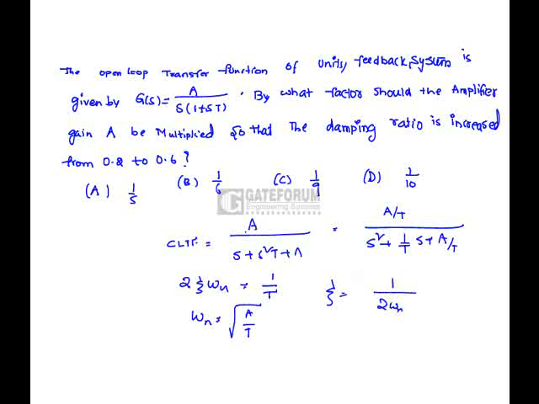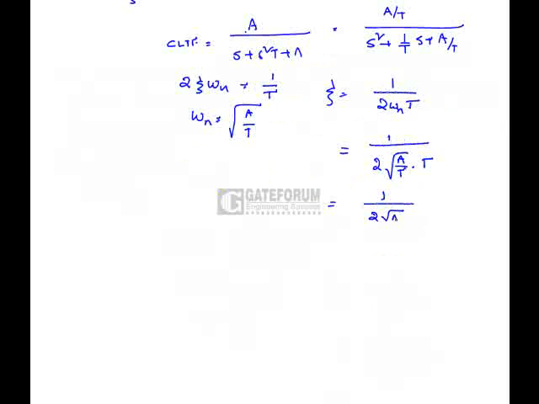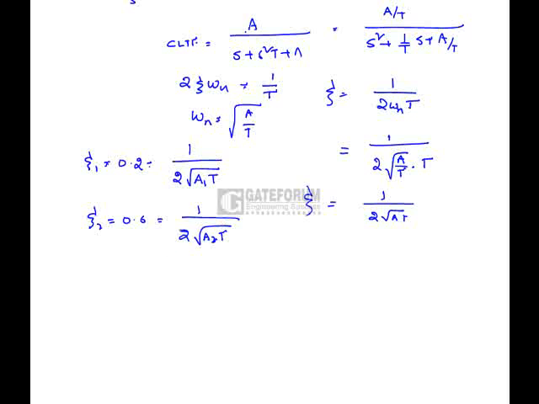Here ζ is 1/(2ωnT), so 1/(2 √(A/T) · T), so 1/(2√(AT)). This is the ζ. ζ1 is 0.2, which is 1/(2√(A1T)). ζ2 is 0.6, 1/(2√(A2T)). So ζ2/ζ1 is nothing but 3, which is equal to √(A1/A2).